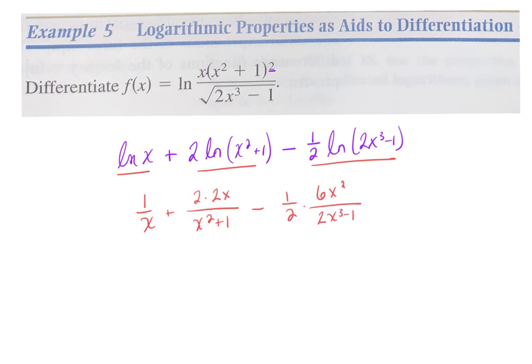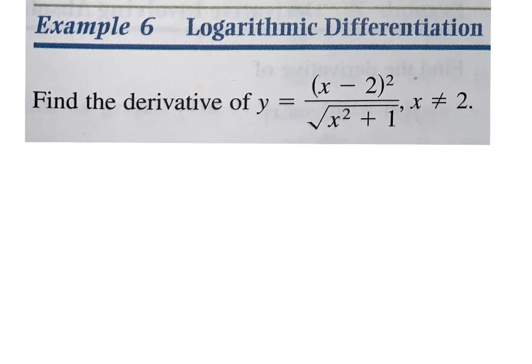So the first one doesn't simplify. The second one, 2 times 2x is just 4x over x squared plus 1. And then this can simplify here, so I end up with minus 3x squared over 2x cubed minus 1. If I were to take this derivative prior to this, you would do the quotient rule, and you would do a really large, ginormous quotient rule that includes the chain rule.